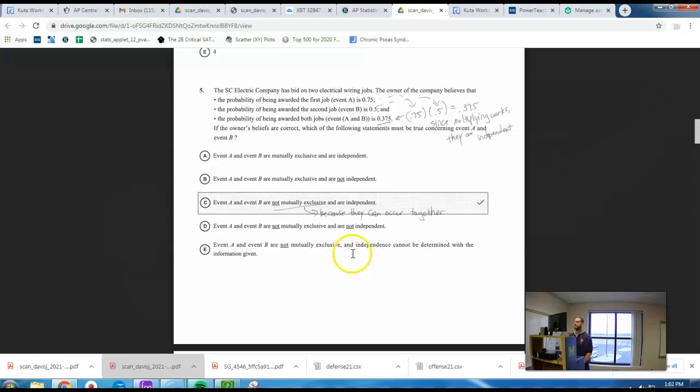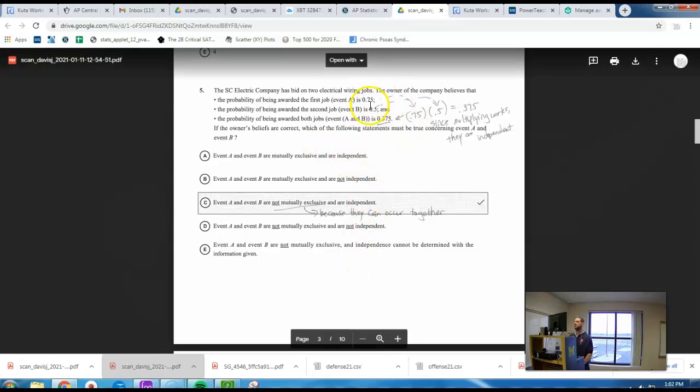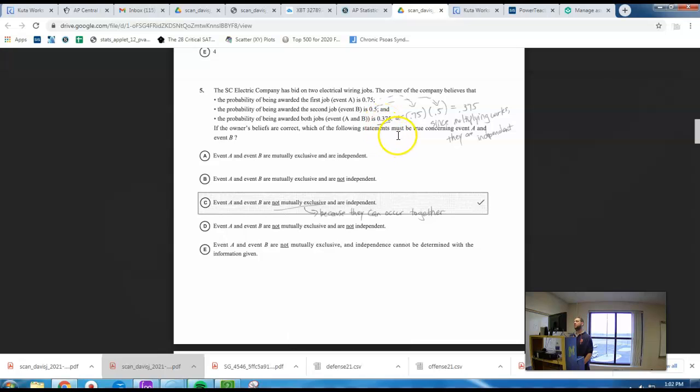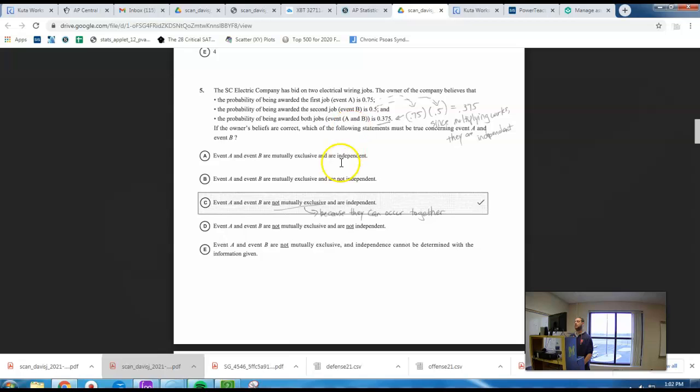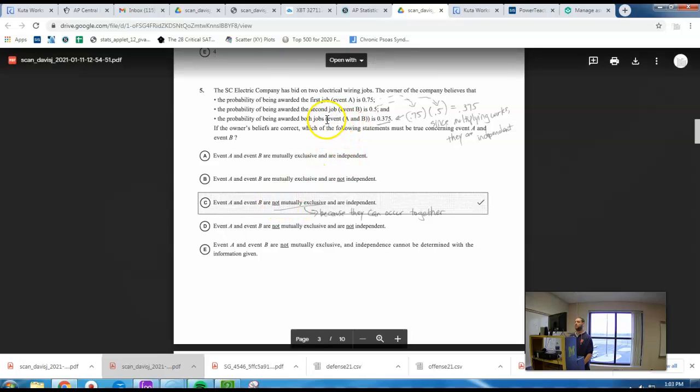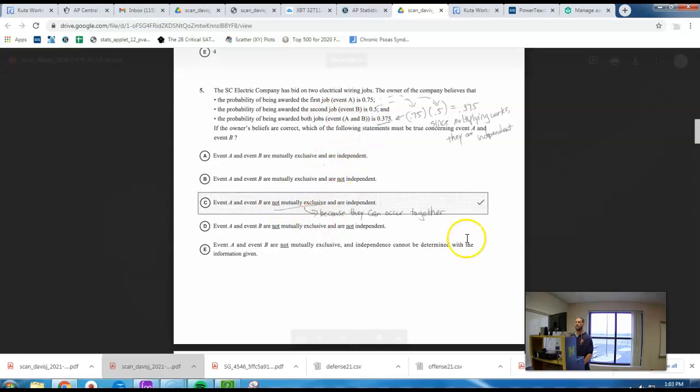Number 5. So if these two things multiply to give you this third one, so if things are independent, that's what we do, right? If two things are independent, then the probability of them both happening is the probability of A times the probability of B. Well, that's true here. The probability of A times the probability of B gives you this, so they must be independent. They are not mutually exclusive because there is an overlap there.